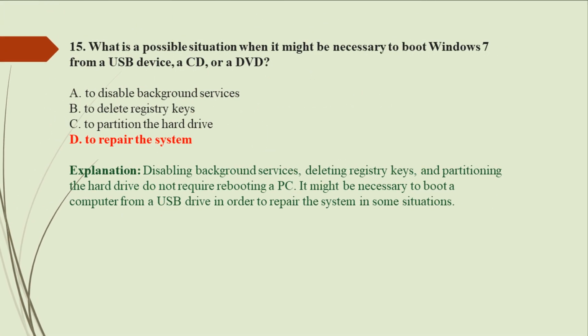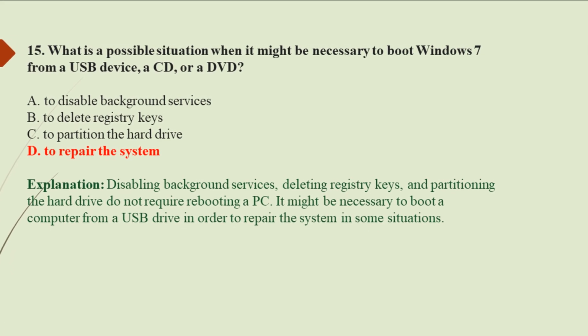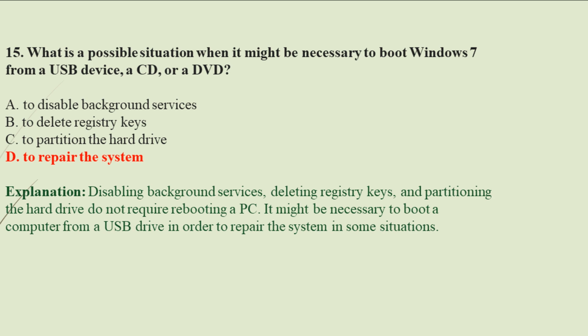Q14. What is a possible situation when it might be necessary to boot Windows 7 from a USB device, a CD, or a DVD? A. To disable background services. B. To delete registry keys. C. To partition the hard drive. D. To repair the system. Explanation: disabling background services, deleting registry keys, and partitioning the hard drive do not require rebooting a PC. It might be necessary to boot a computer from a USB drive in order to repair the system in some situations.